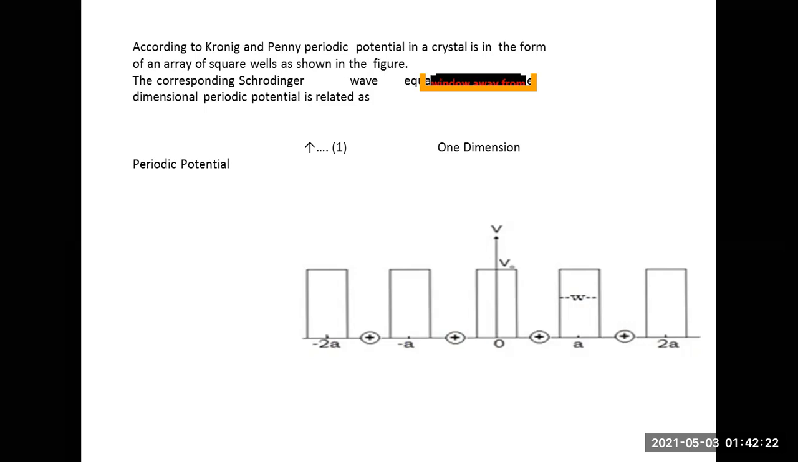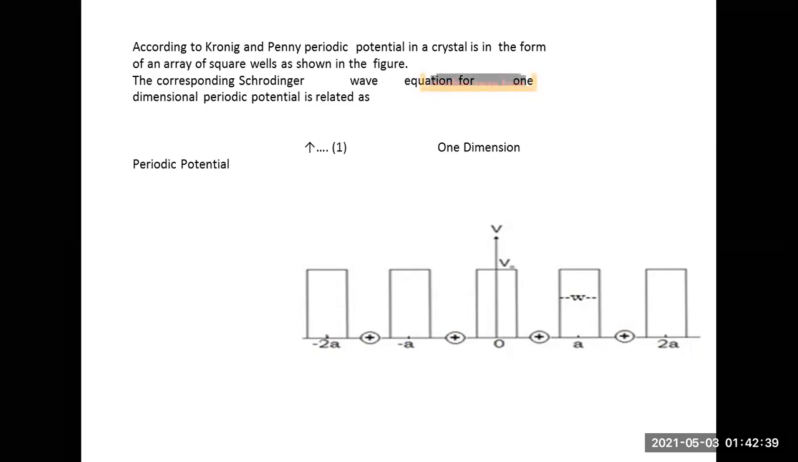And definitely when we talk about a metallic crystal, you'll have positive ion cores. You can just see schematically they are the positive ion cores. And what is W here? This is called the width of the potential barrier, the square well, or the width of the potential barrier.